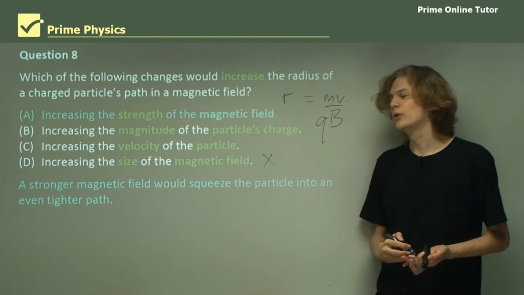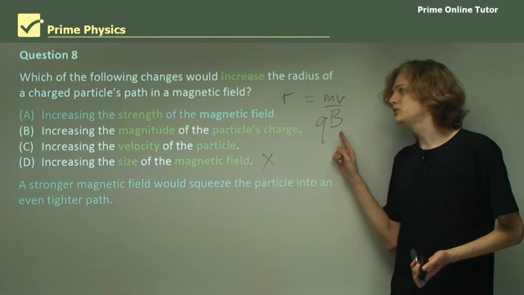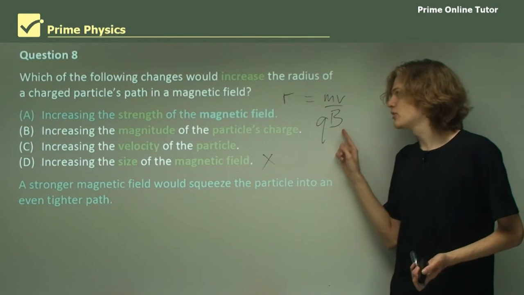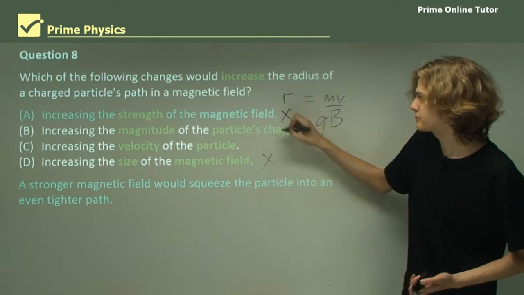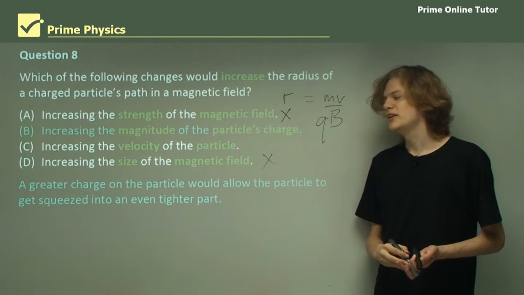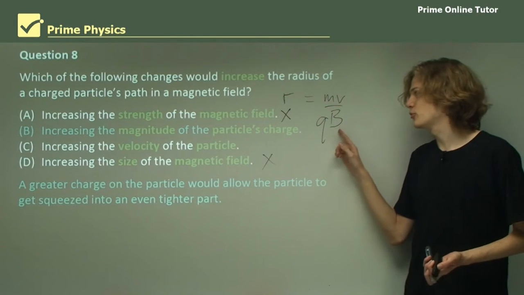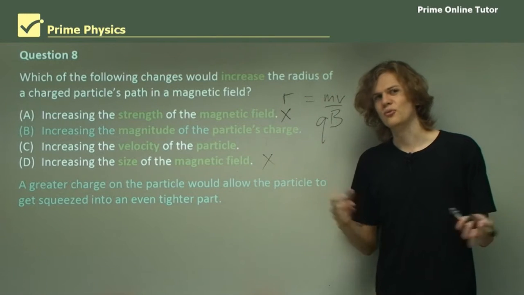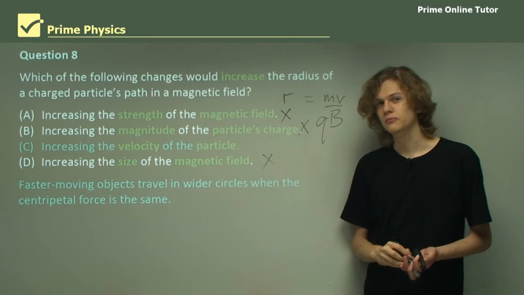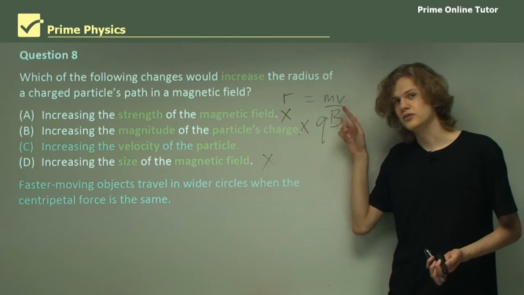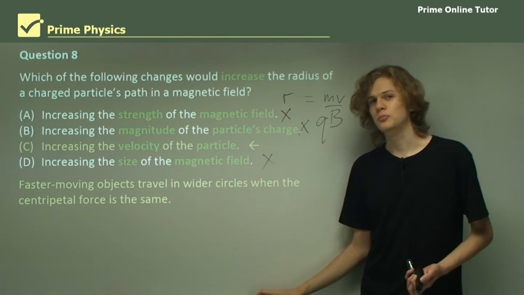Alright, well let's consider A, increasing the strength of the magnetic field. We can see that because it's part of this equation, it will change the radius of the particle, but increasing it will in fact decrease the radius of the particle. So A is not the right answer either. Well, what about B, increasing the magnitude of the particle's charge? Once again, the charge is on the bottom of the equation, so if we increase this, the radius will decrease. This can't be the right answer. Our last option is C, increasing the velocity of the particle. We can see that if the velocity increases, the radius of the path that the particle is taking will also increase, and so C must be the right answer.